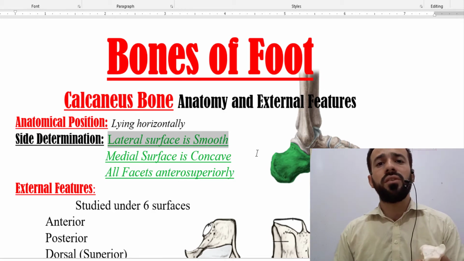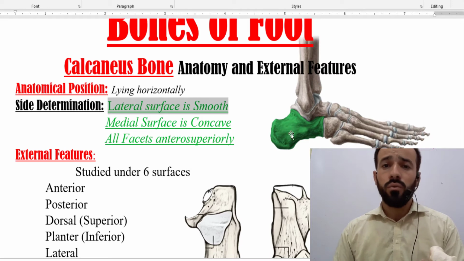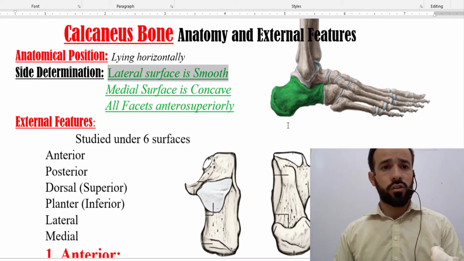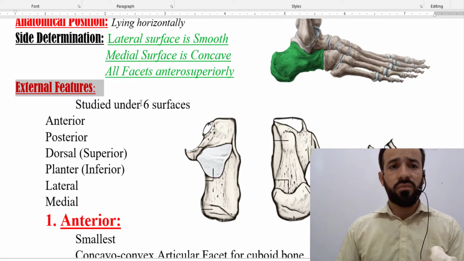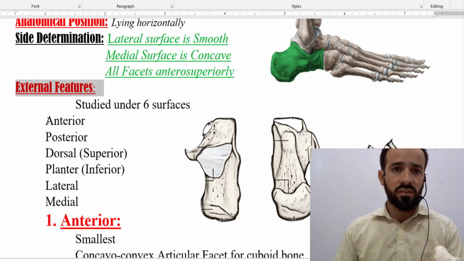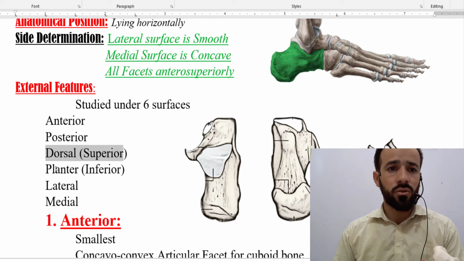Next, here you can see on the screen we have the calcaneus bone. We are going to discuss this bone right now. This bone is studied under 6 surfaces, right? This bone has 6 surfaces: the anterior surface, the posterior surface, the dorsal or superior surface, the plantar or inferior surface, the lateral surface, and the medial surface.